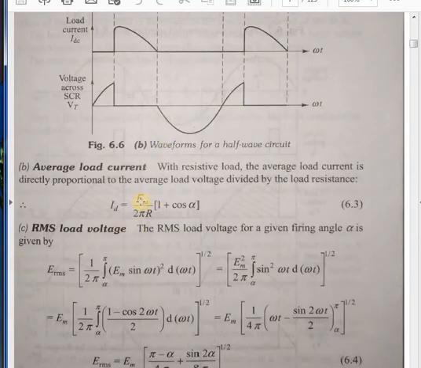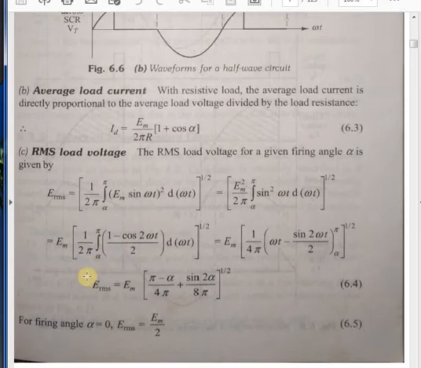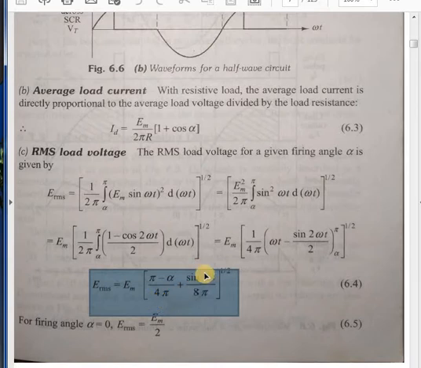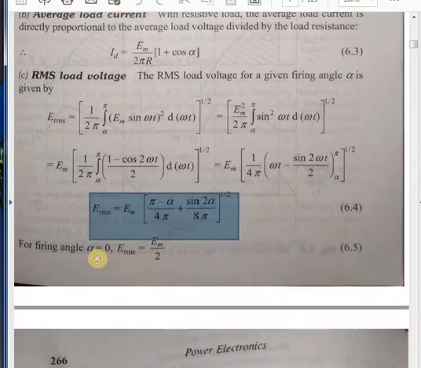Okay, then load current. Load current is again V by R. Since it is a resistive load, dividing by resistance will give you your load current, and RMS load voltage will be the root mean square of your voltage. So 1 by 2 pi integral from alpha to pi of Em sin omega t whole square. If you solve that, you will get the value of RMS voltage, that is ERMS equals Em times (pi minus alpha by 4 pi plus sin 2 alpha by 8 pi) whole to the power of 1 by 2. For firing angle alpha equal to 0, ERMS will be Em by 2.